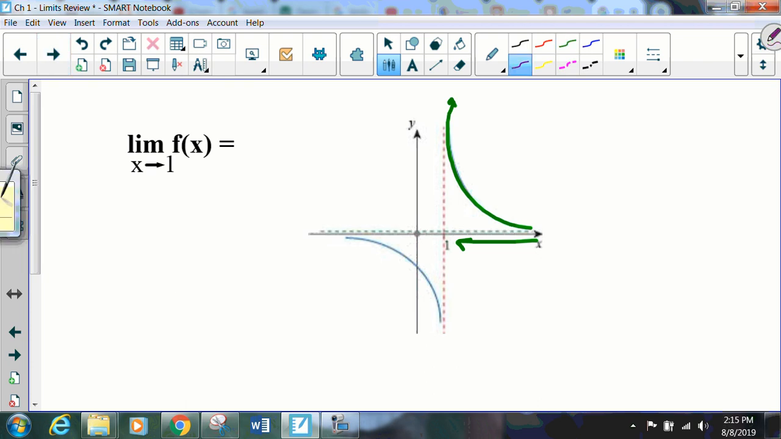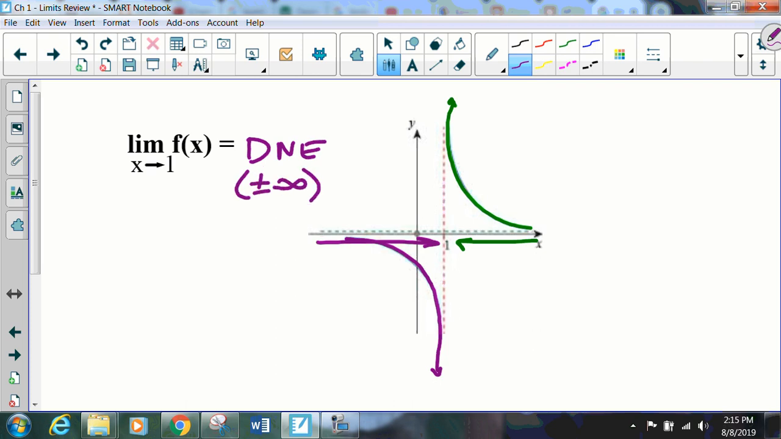And so from the left, as x is approaching 1 from the left, the y values of those x's as they're approaching 1 are decreasing and heading off to negative infinity. So for this, we would say that the limit does not exist, and you could say plus or minus infinity because it's doing both.